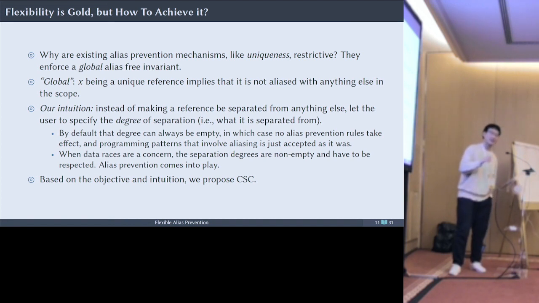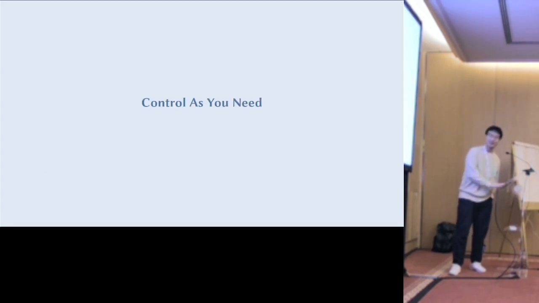And when there is really a concern about data races, we can properly specify these separation degrees and reject those programs that cause data races. To this end, we are proposing a calculus called capture separation calculus, which we short-named CSC. So how do we do that?